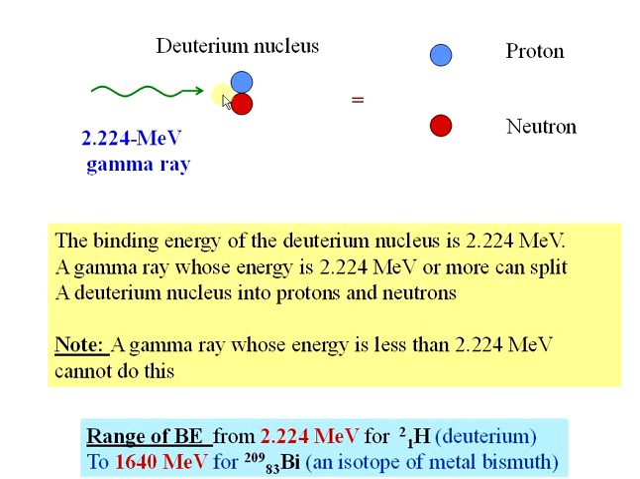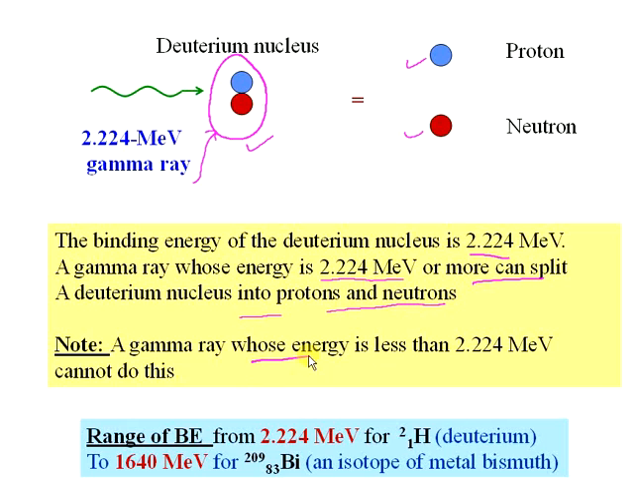So if we want to break this deuterium nucleus, we will require this 2.224 mega electron volt energy, right? If we bombard a gamma ray photon on this particular nucleus, it will break into a proton and a neutron. So the binding energy of the deuterium nucleus is 2.224 mega electron volt. A gamma ray whose energy is the same or more can split the deuterium nucleus into its constituents, which are one proton and one neutron.